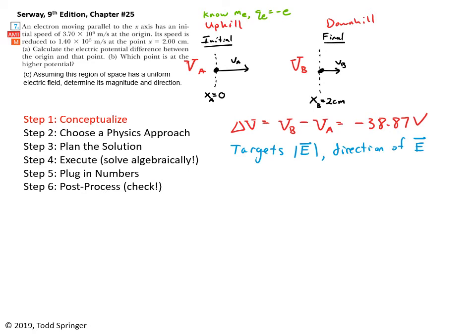Okay, so let's move to part C now. Assuming the region of space has a uniform electric field, determine its magnitude and direction. So we've got a new target variable, which is the magnitude of the electric field and the direction of the electric field. So before you go further, see if you can pause the video and see if you can get started on this yourself.